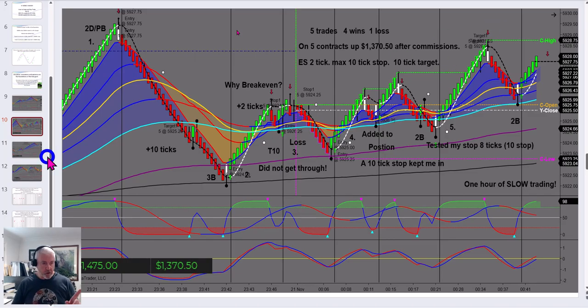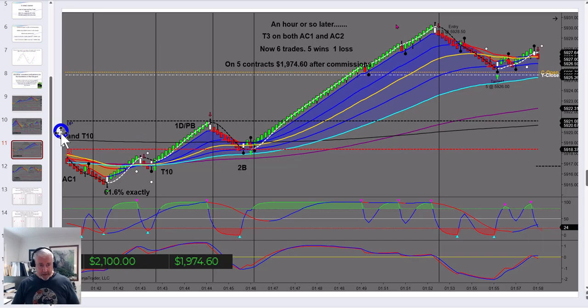Now, about an hour later actually, after that I then had this setup just here, and this is called a T3. Notice the angulation here. Now angulation trade is a very simple concept where you see price action angling strongly away from your EMAs, becomes a very high probability setup, and I call it an easy money trade. And here we even had some divergence, so that ended up now being 6 trades, 5 wins for 1 loss.